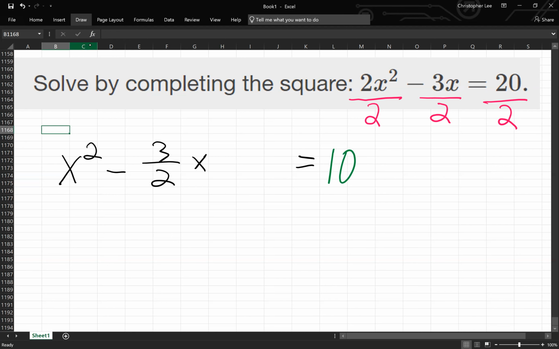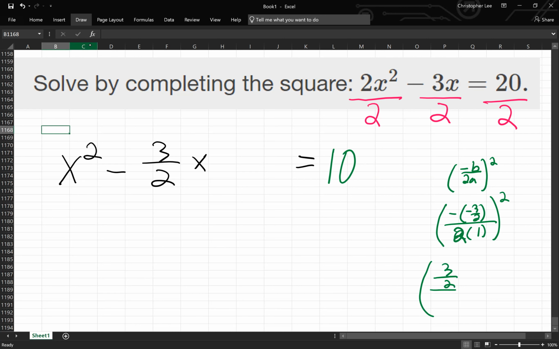10, right? So go straight into the formula. You have negative b over 2a, squared. Plug in what you got, right? So for b, I have negative 3/2, and for a is 1 now, right? Squared. Do the math on it. What does this become? This becomes 3/2 divided by 2/1, squared. Keep change flip.